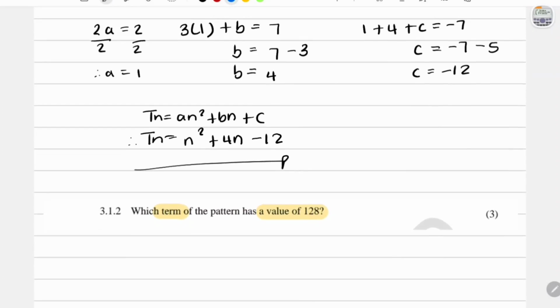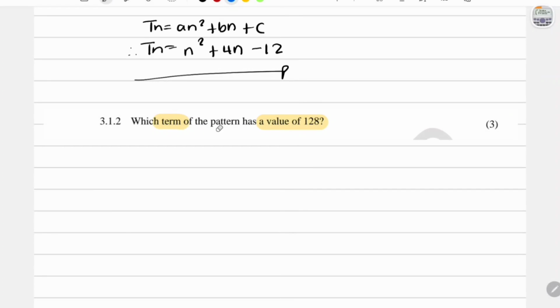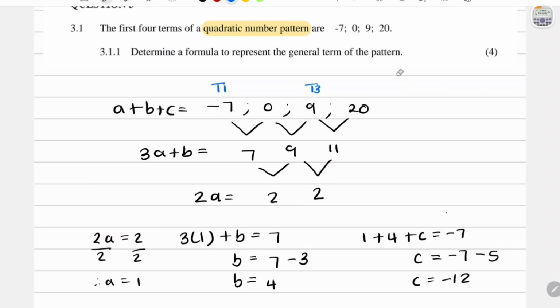So when they're asking you which term of the pattern has a value of 128, they're asking you T what has a value of 128. So we're actually trying to look for the term number. We have been given the term value. Okay, so how do we find this?